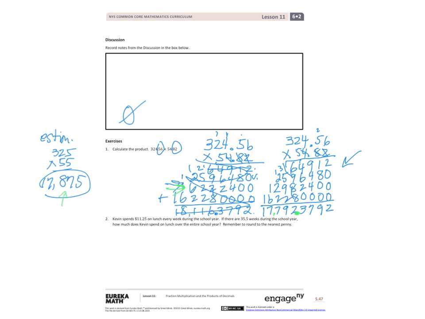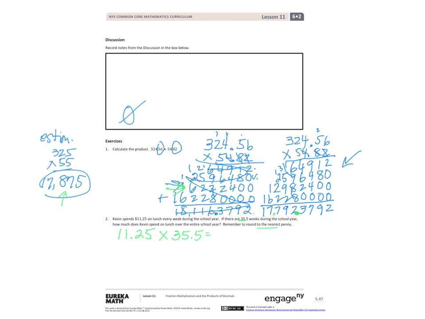Here we have Kevin spends $11.25 on lunch every week during the school year. If there are 35.5 or 35 and 5/10 weeks during the school year, how much does Kevin spend on lunch over the entire year? Remember to round, of course, to the nearest penny. So I've got 11 and 25 hundredths, and I'm multiplying that by the 35 and 5/10. And what does that get me?